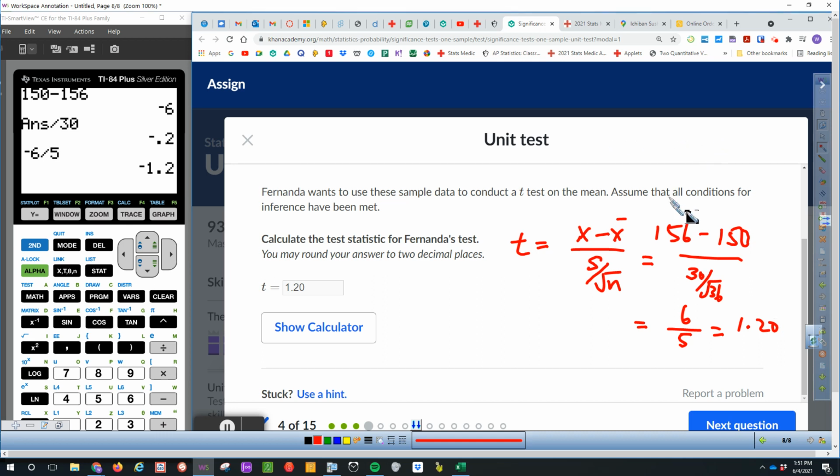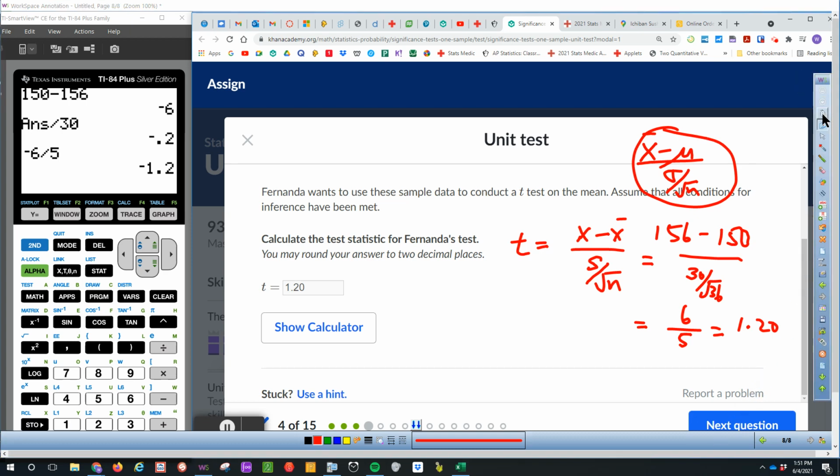All right, so this was my mistake: I used the sample mean divided by the standard deviation divided by root n. Okay. All right. Next.